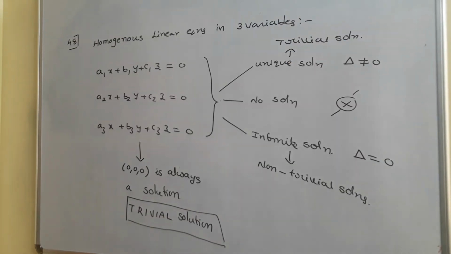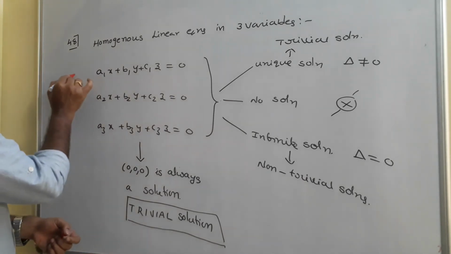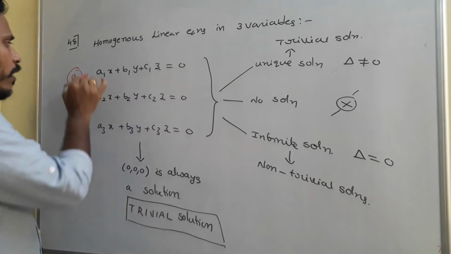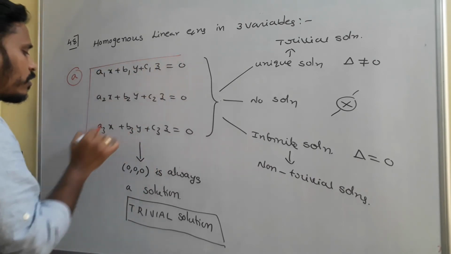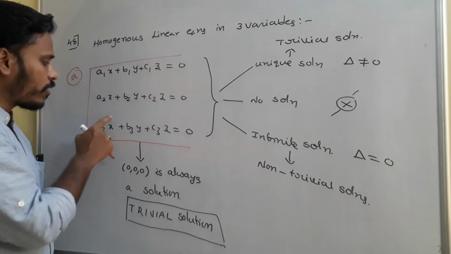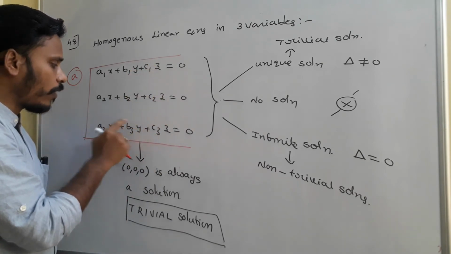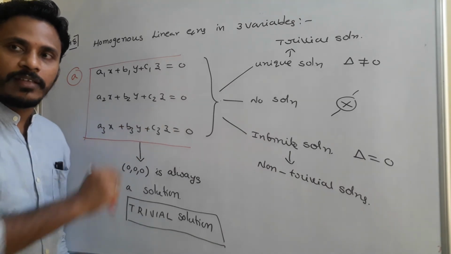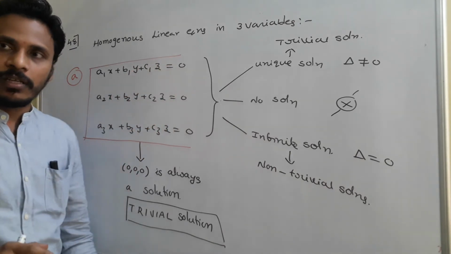Homogeneous linear equations in three variables are simply nothing but, if the constants d1, d2, d3 are zeros, then we call this system of equations homogeneous linear equations in three variables. In these three equations, the powers of x, y and z are 1, 1, 1. Since the power of the variable is 1, it stays uniformly the same, so we call them homogeneous linear equations.